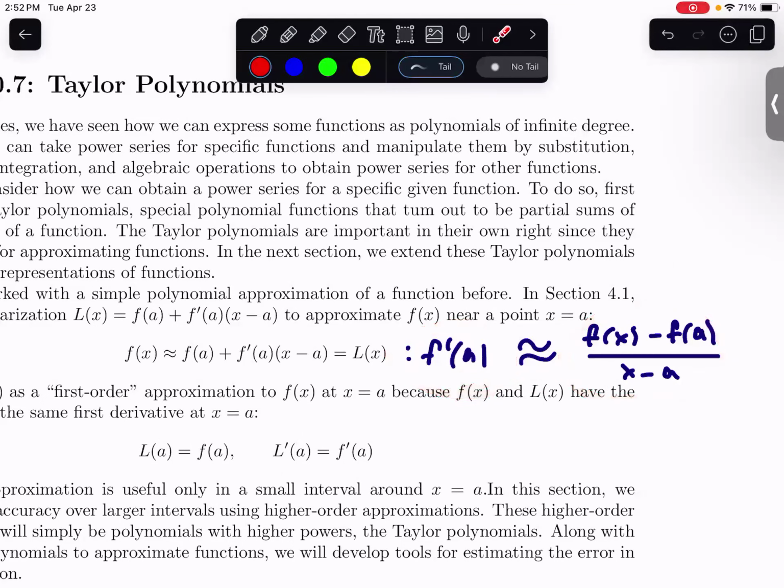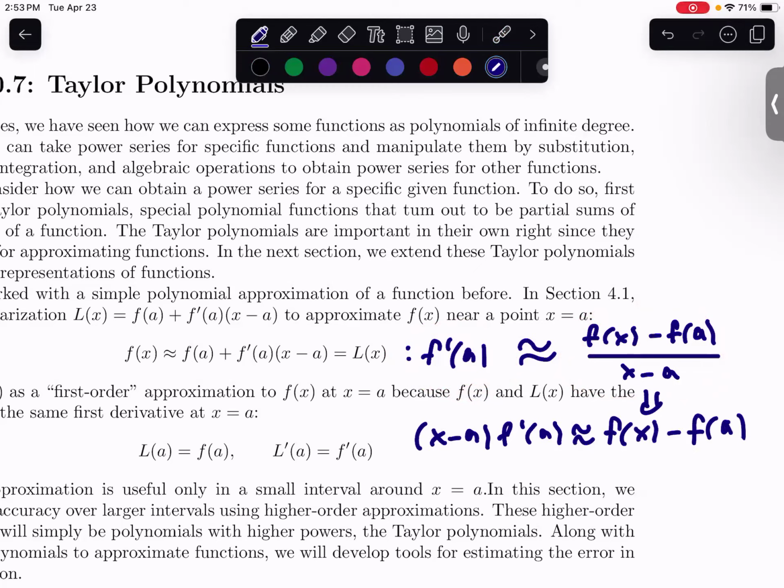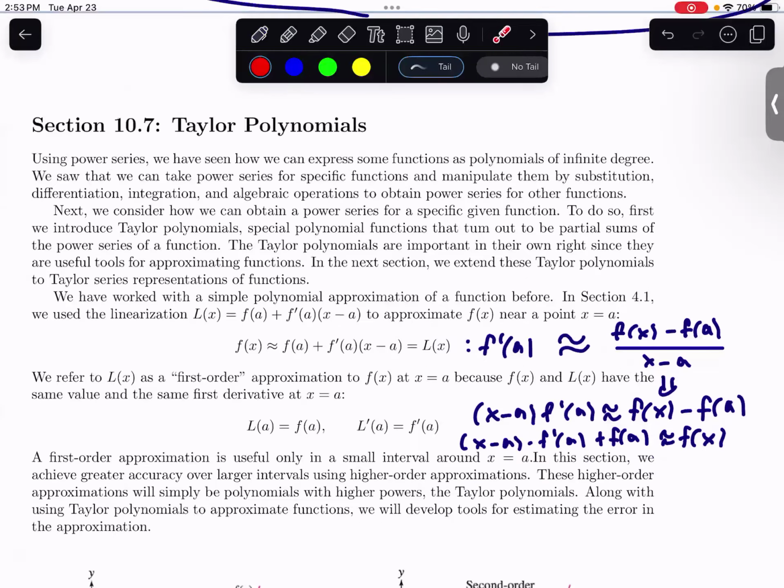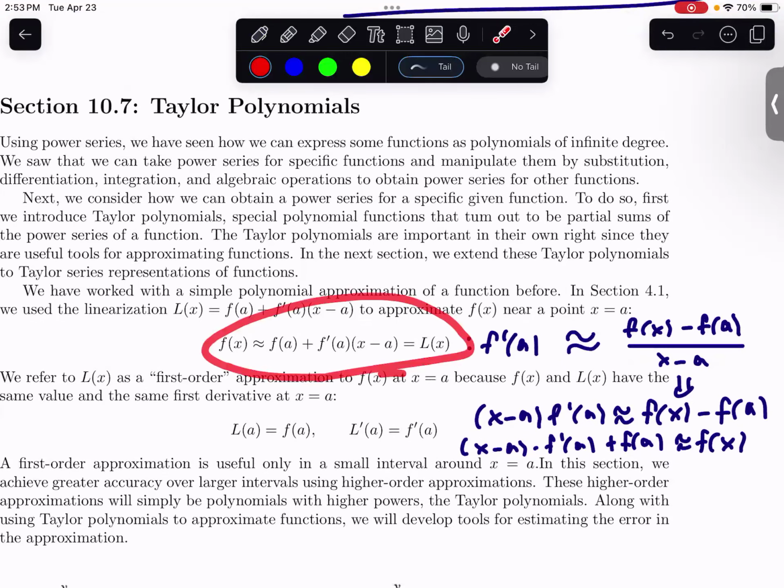And now if you solve for f of x, I wasn't planning on deriving this, but I'm going to do it anyways. I don't really have the space, but this is the same thing as having x minus a multiplied by f prime of a is approximately equal to f of x minus f of a. Then if you add over the f of a, you have x minus a multiplied by f prime of a plus f of a is approximately equal to f of x. This is Calc 1 stuff, section 4.1, but this is where this linearization idea comes from.